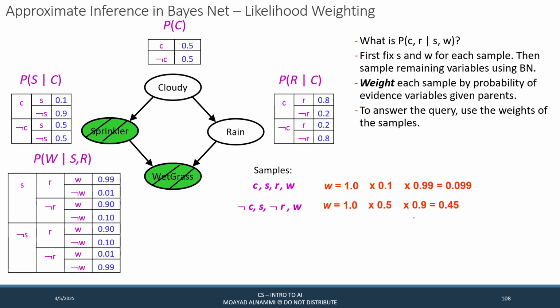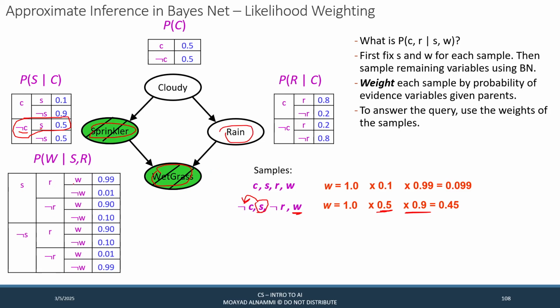Let's sample another sample. Here's another sample. One thing you notice is that the evidence is fixed. When I weigh the samples, where did this 0.5 come from? Well, it's the probability of the evidence, S, given its parent, C. If you look here, this is not C, this is S, this is 0.5. So this is where this 0.5 came from. What about 0.9? It came from the probability of W given not R and S.